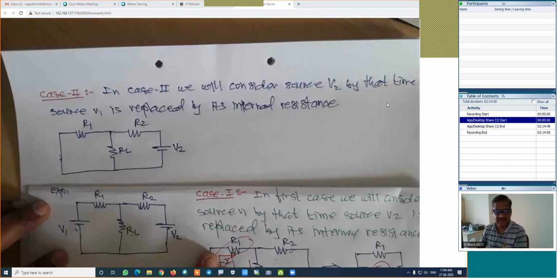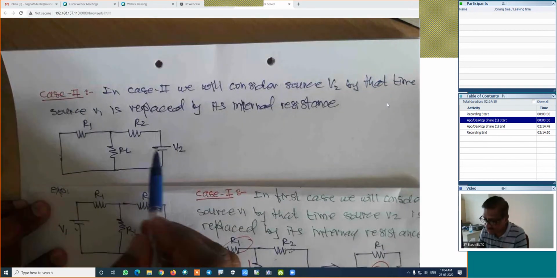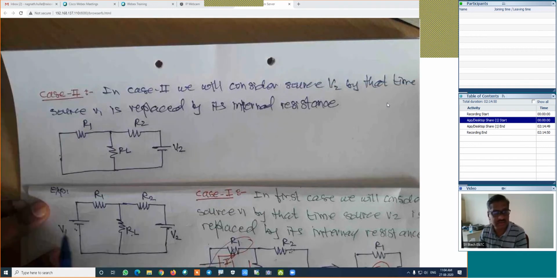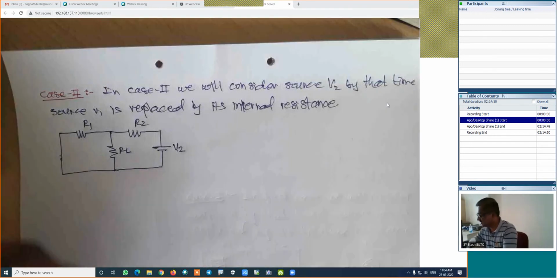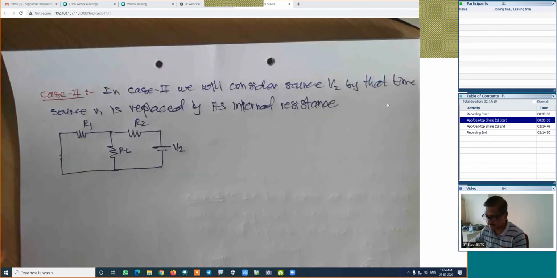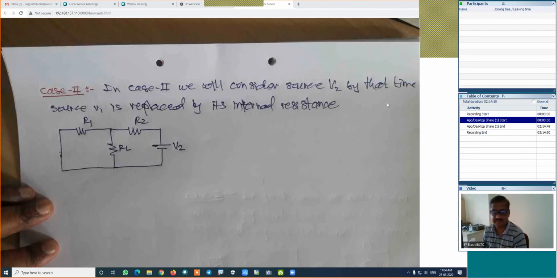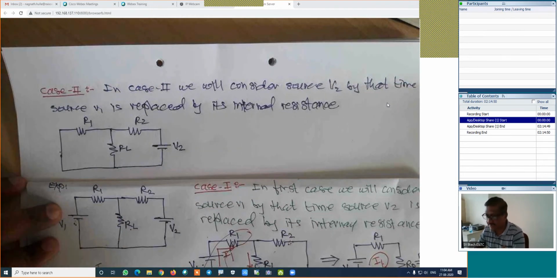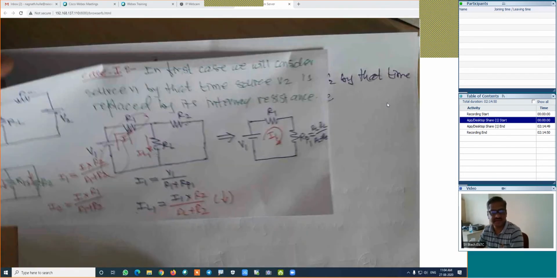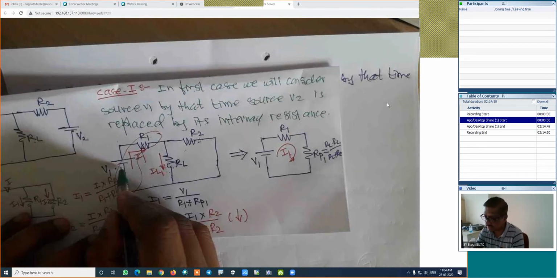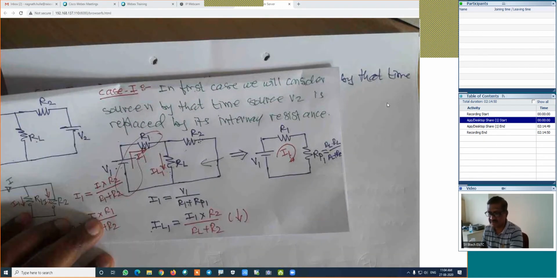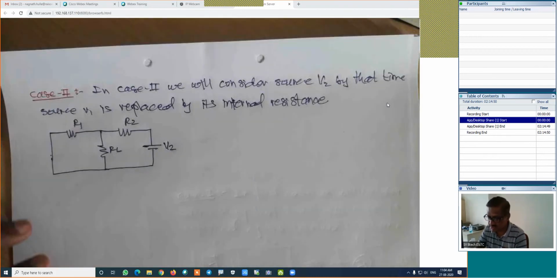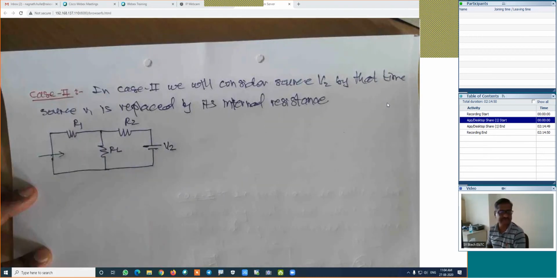Now here we have taken this case 2, and we have replaced this voltage source by its internal resistance. Now again we have to reduce this figure. Whenever we have the source on the left hand side, the circuit will reduce from the right hand side. If we have the source on this side, the circuit will reduce in this direction. But whenever we have the source on this side, the circuit will reduce in this direction.